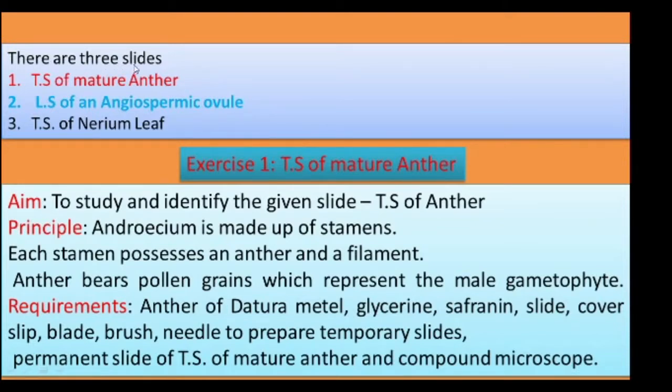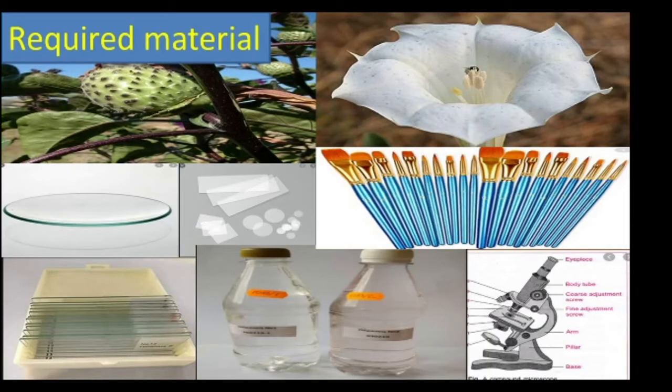There are 3 slides in this session. We are going to discuss slide number 1, TS of mature anther, then slide number 2, LS of angiospermic ovule, and slide number 3, TS of Nerium leaf. These 3 slide preparation techniques are what we are going to learn now. At first, we will discuss the TS of mature anther.